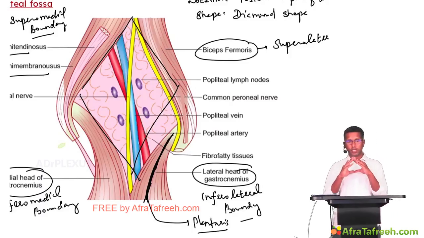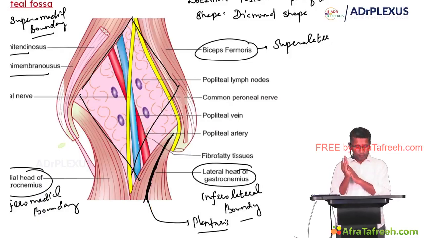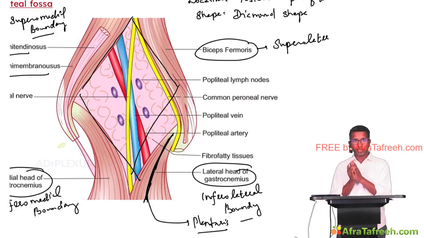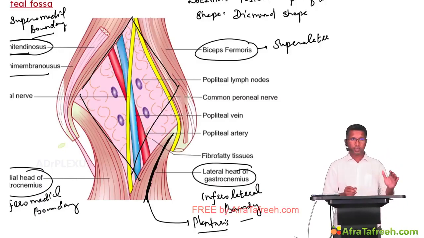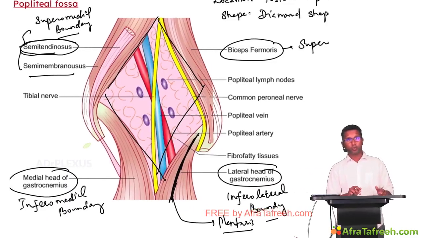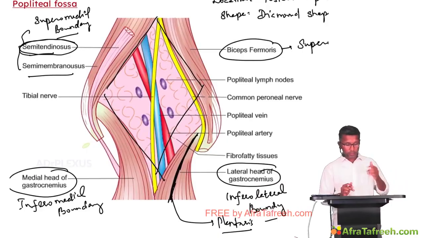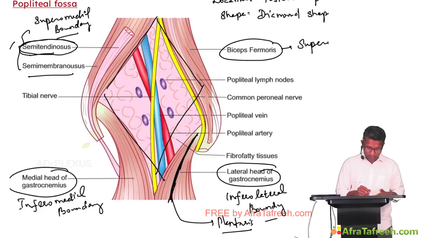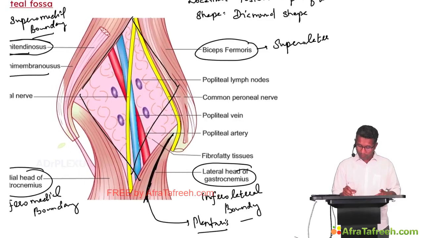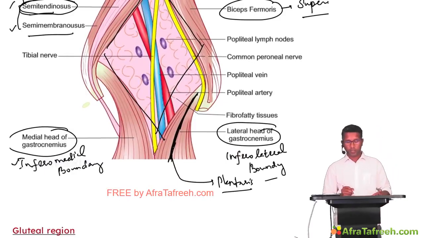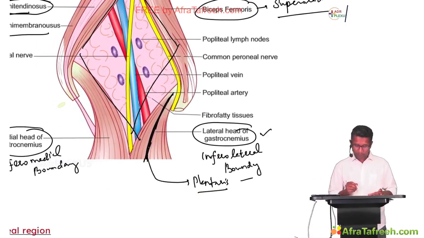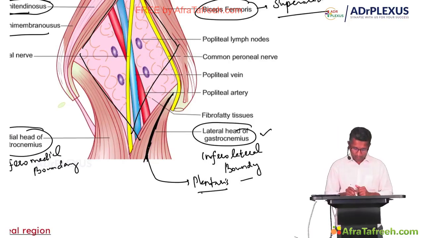So the popliteal fossa is a diamond shaped fossa with four boundaries: the superior-medial, inferomedial, superior-lateral and inferolateral boundaries. In the picture, how to check which is medial and which is lateral? You must look at this tendon. If you see the semitendinosus here, that is the medial side, the superior-medial side. Clear, guys? So the superior-medial boundary is formed by semitendinosus and semimembranosus. The superior-lateral boundary is formed by biceps femoris. The inferomedial boundary is by the medial head of gastrocnemius, and the inferolateral boundary is by the lateral head of gastrocnemius and the plantaris muscle.